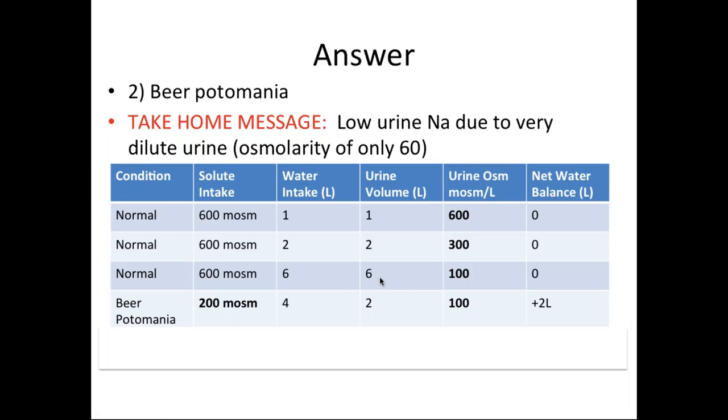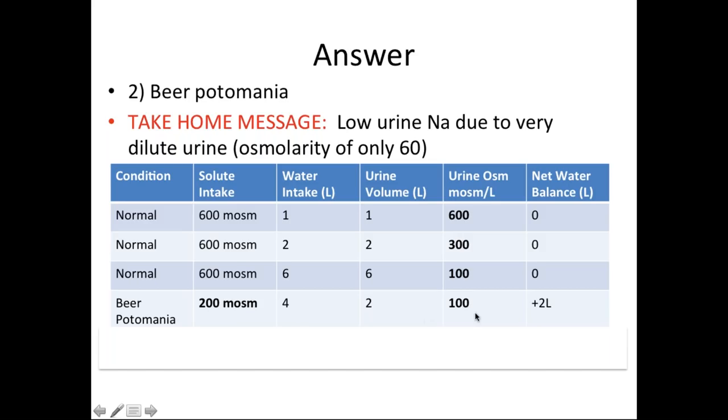So what happens in beer potomania is that your solute intake is actually very low. You are focusing on beer, you're not taking any salt, and you're not taking any protein. And so your solute intake is very low at 200 milliosmoles. And with beer, you get a lot of fluid intake. And so your intake can be as high as 4 liters.